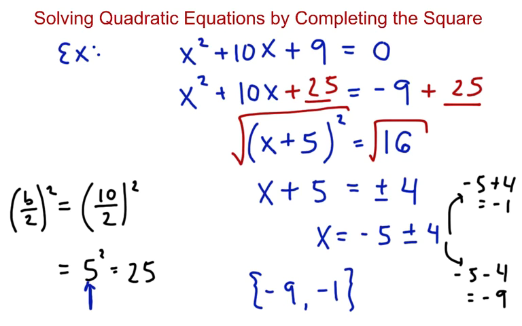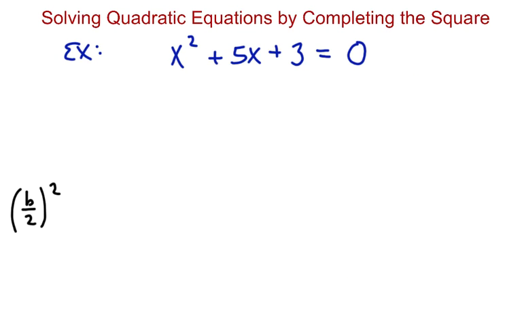Okay, so that one's all done. Final example to look at here, we have x squared plus 5x plus 3 equaling 0. And so again, I do need to still move the constant to the other side. So x squared plus 5x is equal to -3. My coefficient on x squared is already a 1, so I don't have to worry about that. And I'm ready to figure out what to add to both sides.